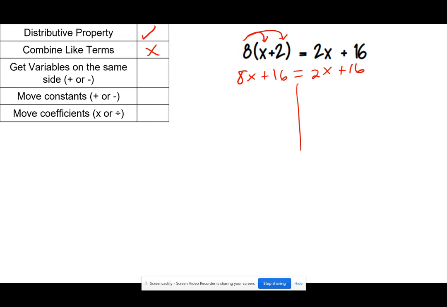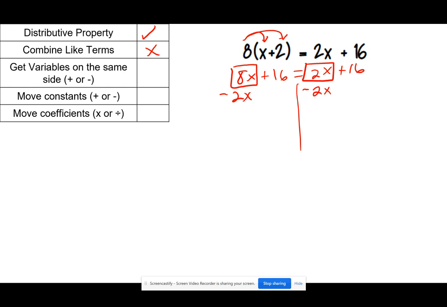Okay. Now I need to get my variables on the same side of the equal sign. So that's why I drew my line down the middle, right down from my equal sign. I want to get this 8x and this 2x on the same side. Now they're both positive, so I know I'm going to have to subtract. So I get to decide, do I want to subtract 8x from both sides or do I want to subtract 2x from both sides? I normally go with the smaller of the two. So I'm going to subtract 2x from both sides.